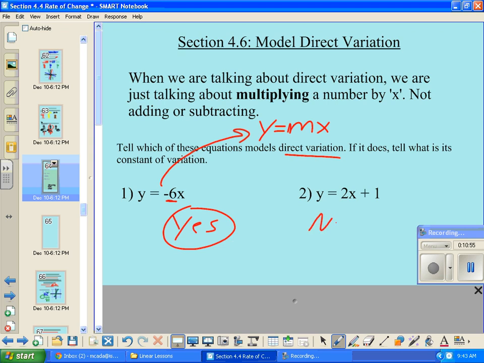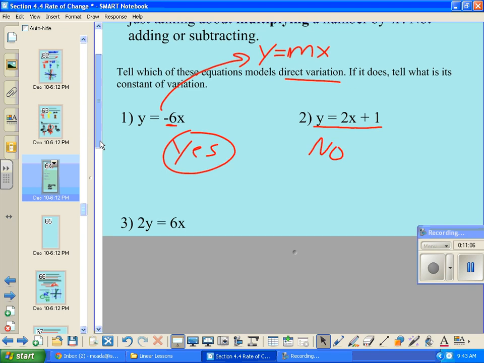This second one, I would say no. It's y equals 2x, but then also plus 1. So this would make it no. It's a good equation. There's nothing wrong with it. It's just not a proportional relationship.